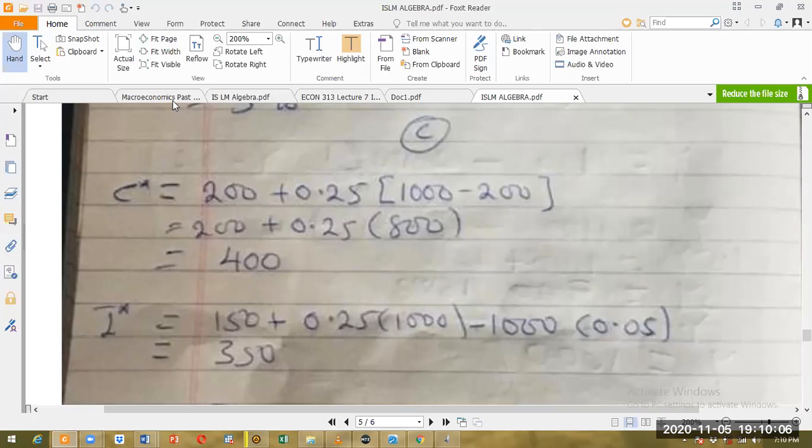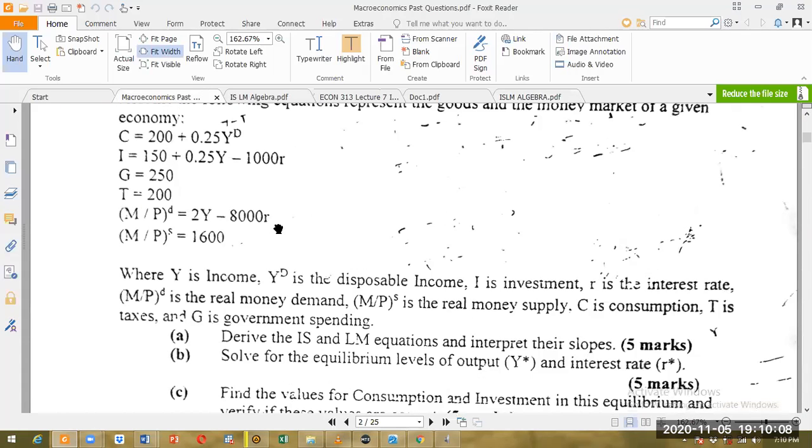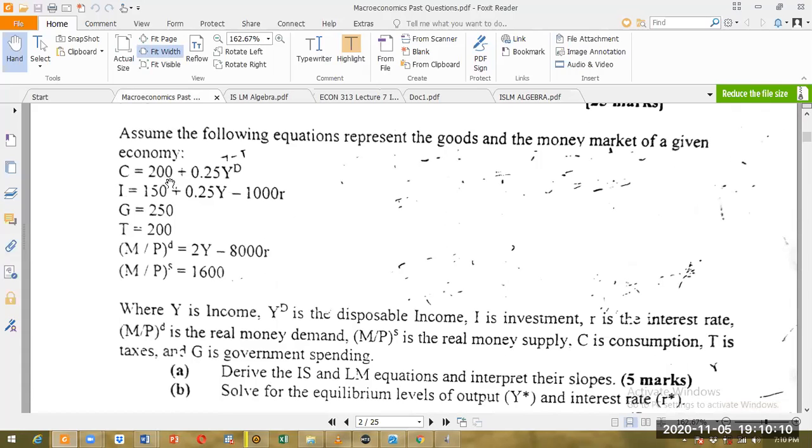This one was to find consumption and investment. So what you have to do is you take your consumption function. Consumption is 200 and then 0.25 YD. But YD is what? Y minus tax. And from the equilibrium Y, we had 1,000 and tax is 200. So disposable income will be 1,000 minus 200. And then for investment, put your Y here, put your R here.